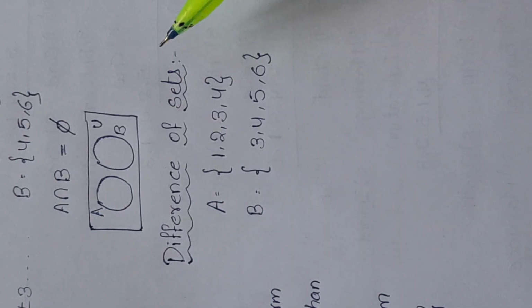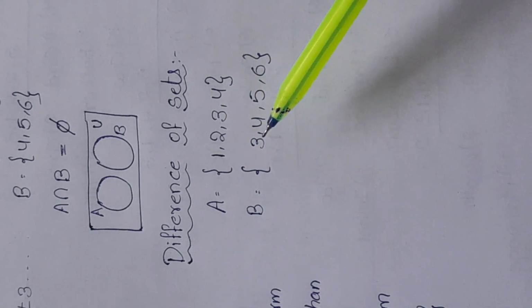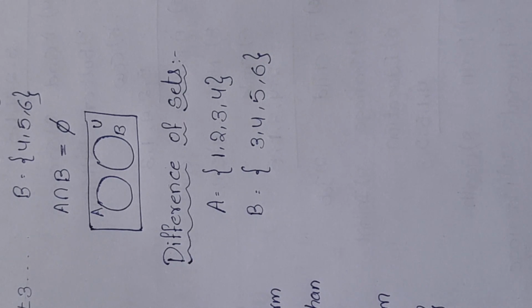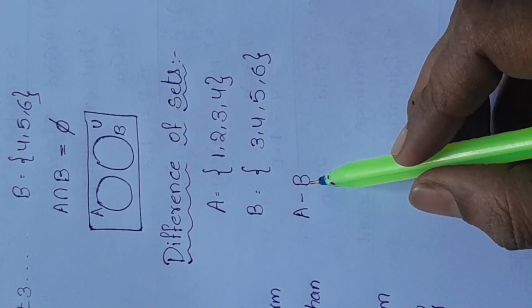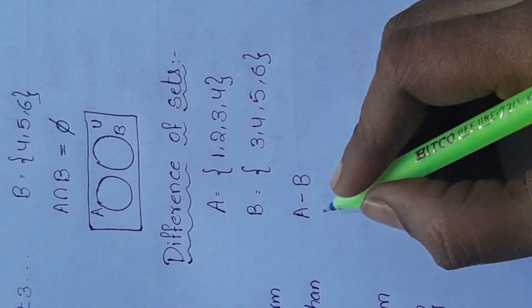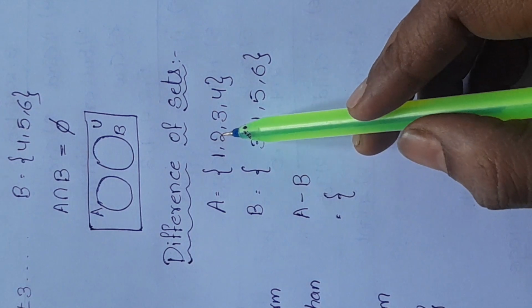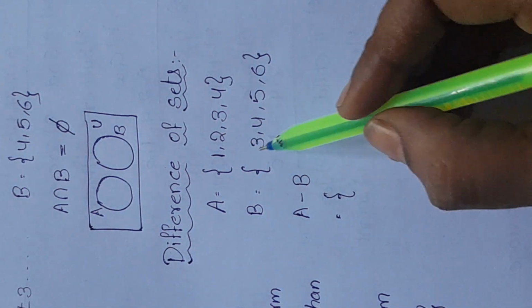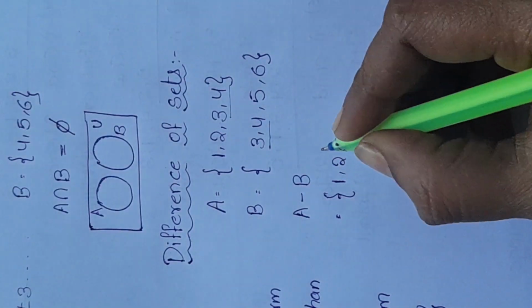The next one is difference of sets. Consider two sets A and B. A is {1, 2, 3, 4} and B is {3, 4, 5, 6}. We represent the difference of sets as A minus B. Now we can take A minus B as, we should take the elements which are present only in A. We should not take the common elements also. We should not take either 3 or 4. We should take only 1 and 2.